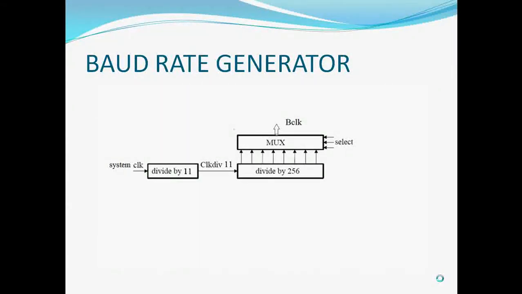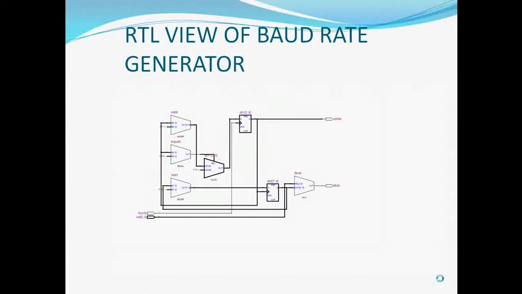The baud rate generator consists of a divide by 11 circuit, which is followed by a divide by 256 circuit, and then by an 8x1 multiplexer. With the help of the 8x1 multiplexer, 8 different baud rates can be generated. This is the RTL view of the baud rate generator.